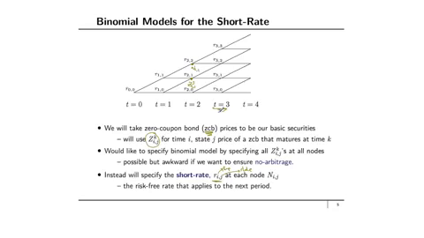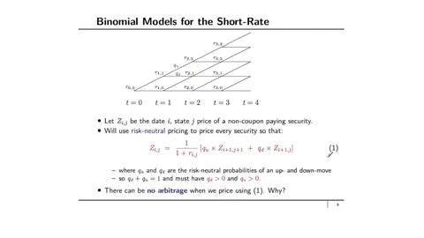What we would like to do is specify a binomial model by specifying all the Zijks at all nodes. Now this is possible, but it's actually very awkward if we want to ensure no arbitrage. Moving on more generally, we're going to let Zij be the date i state j price of some non-coupon paying security. And we're going to use risk neutral pricing to price every such security.